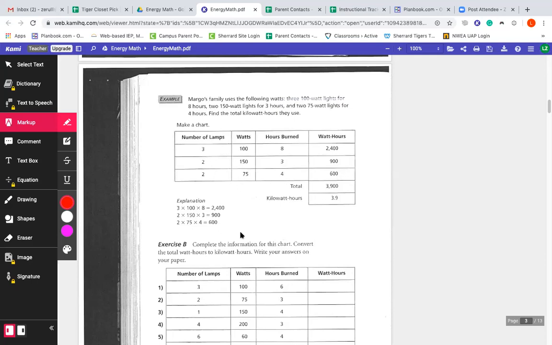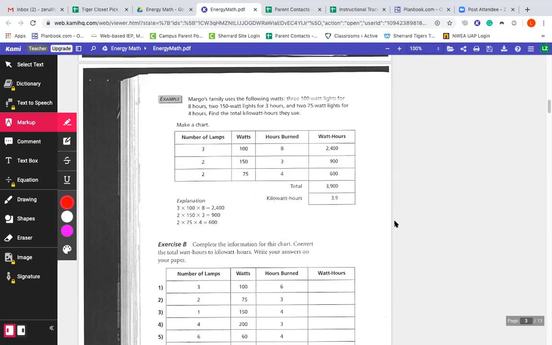That's easy, right? Okay, now, usually when somebody asks us for total, it means we need to total up what we have, right? So if we took this, this, and this, and we add it all up, we are going to get 3,900. So this plus this equals 3,900.